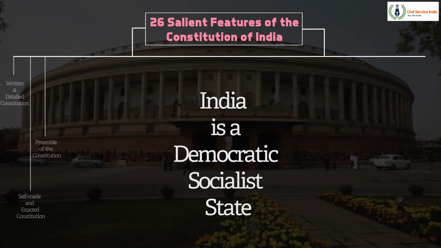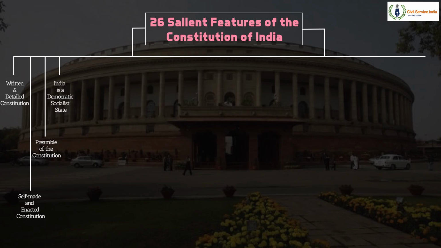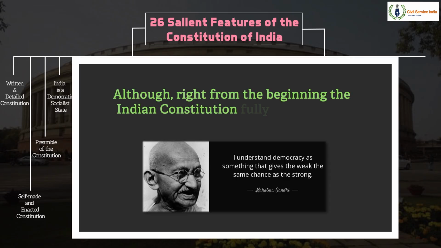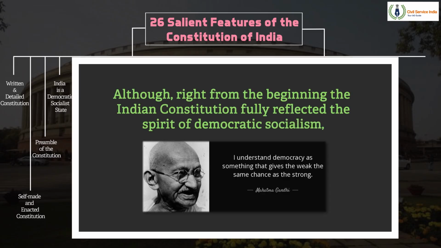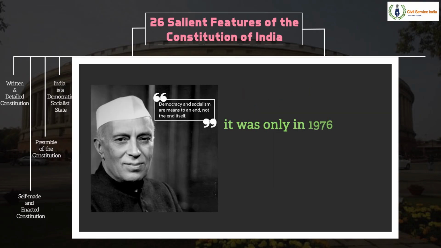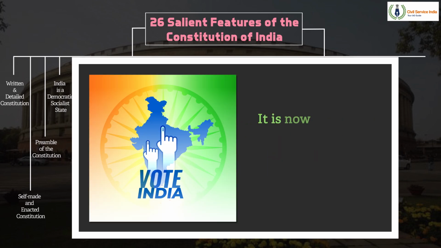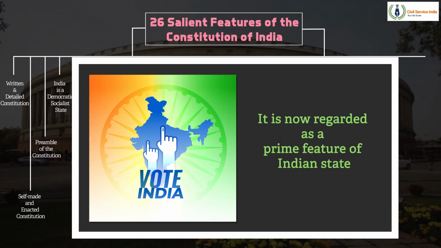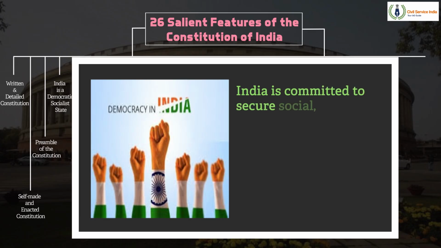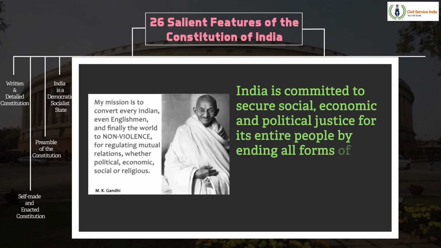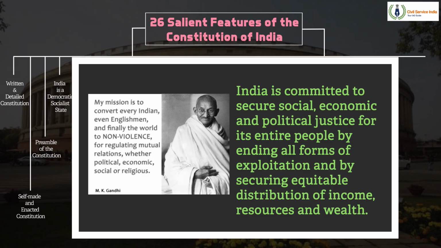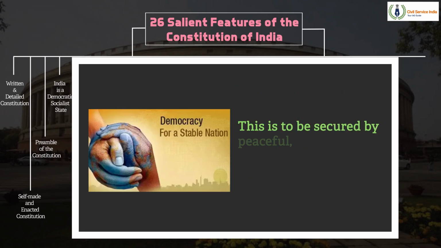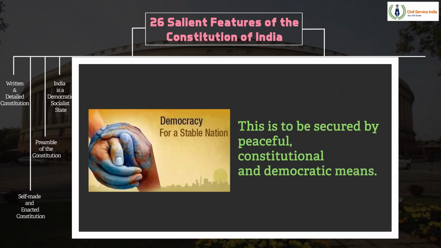India is a democratic socialist state. Although right from the beginning the Indian Constitution fully reflected the spirit of democratic socialism, it was only in 1976 that the Preamble was amended to include the term socialism. It is now regarded as a prime feature of the Indian state. India is committed to secure social, economic and political justice for its entire people by ending all forms of exploitation and by securing equitable distribution of income, resources and wealth. This is to be secured by peaceful, constitutional and democratic means.